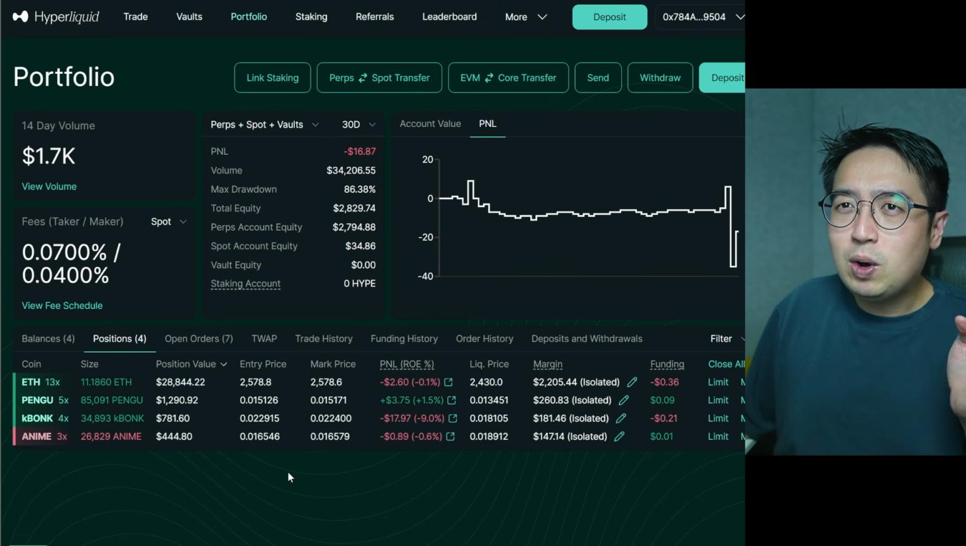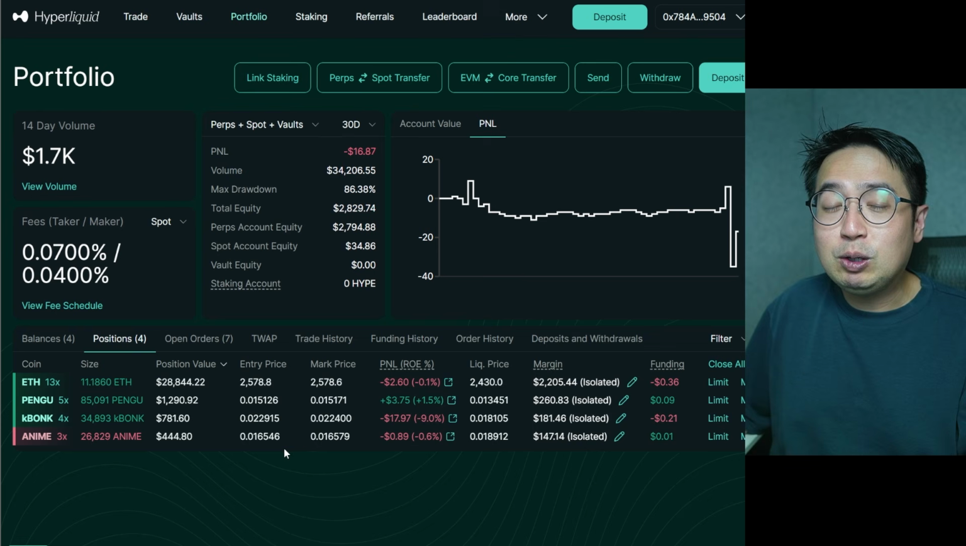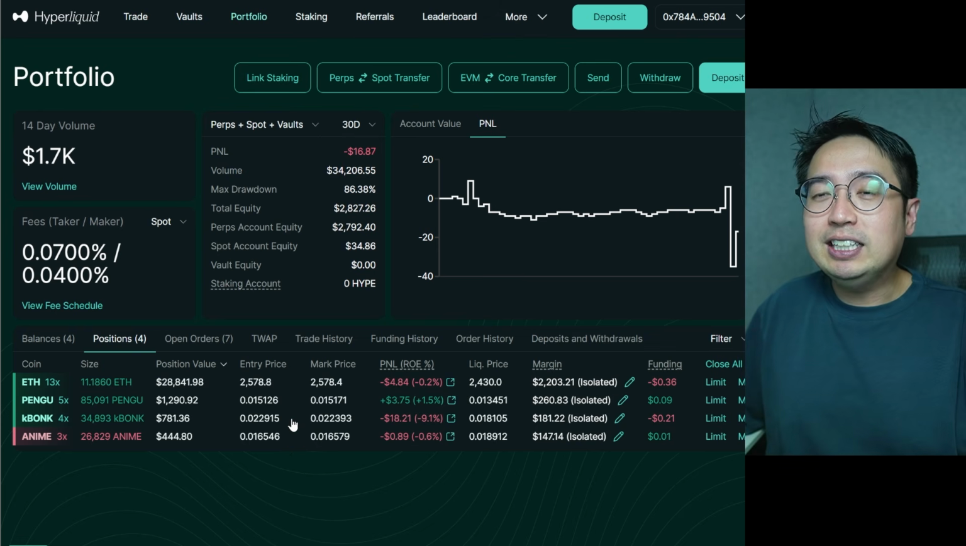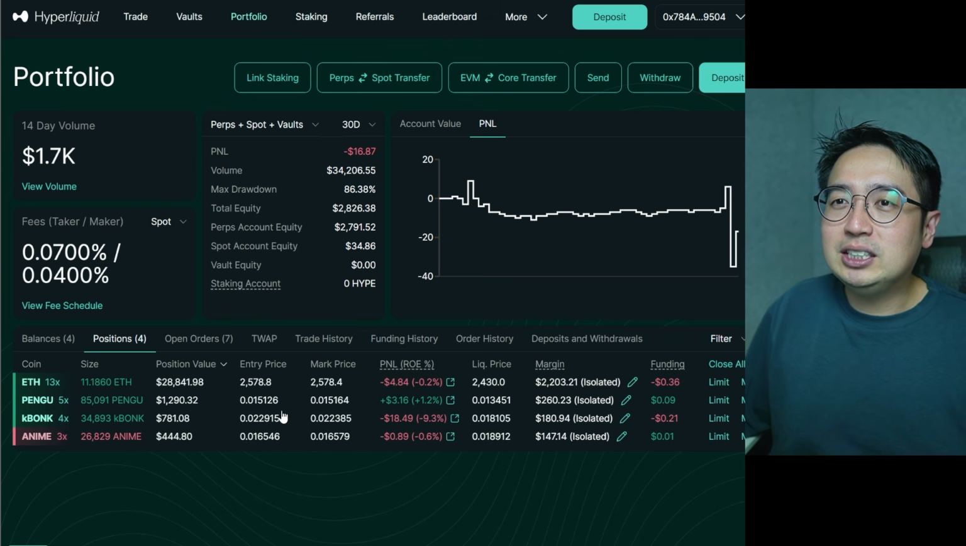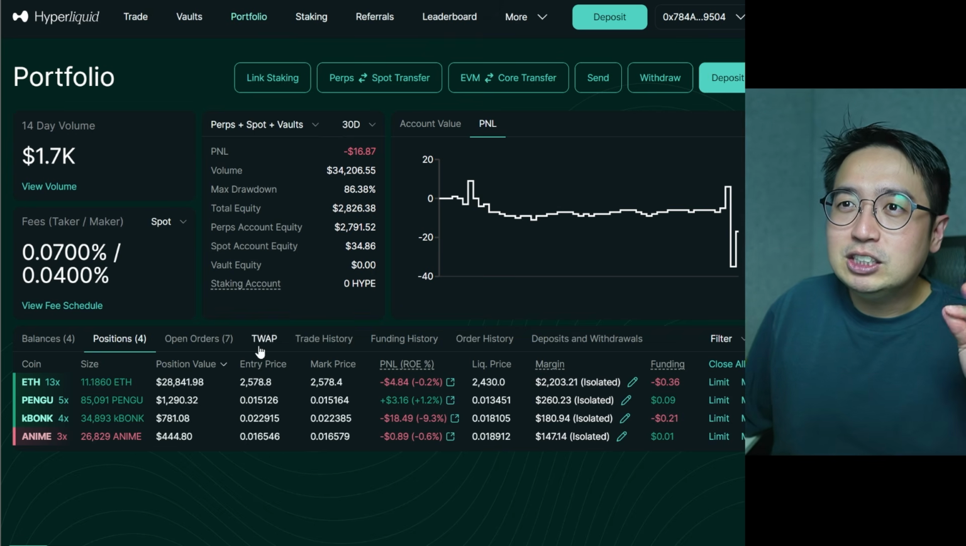So that is why people are using Hyperliquid. It is cheaper than a centralized exchange. It is cheaper than using decentralized exchanges. It's fast and it's pretty simple.